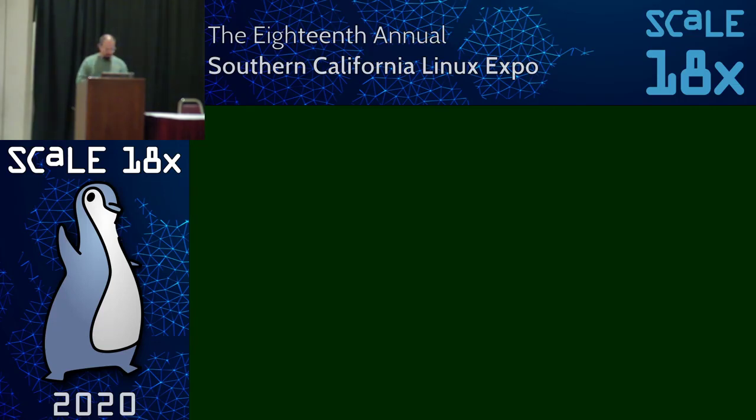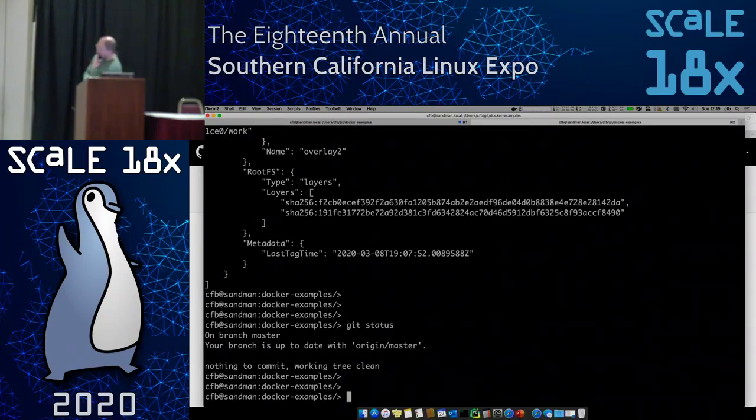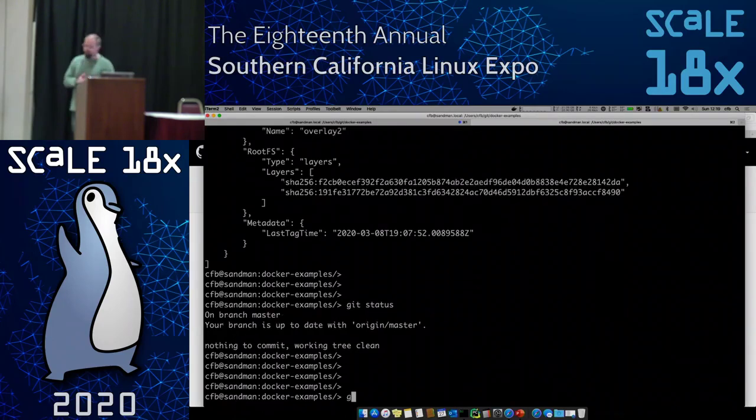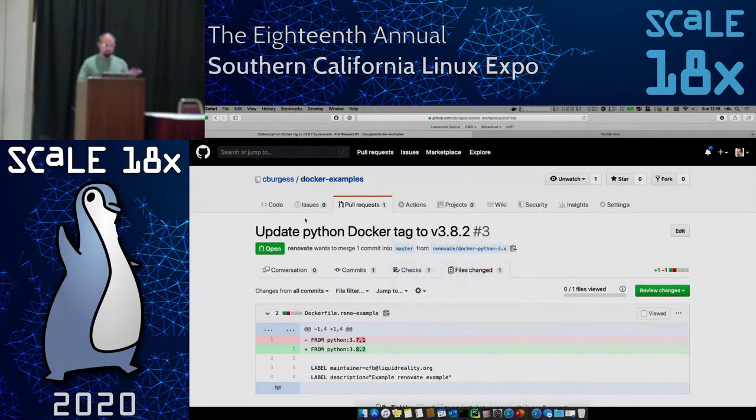We'll hop out of PowerPoint one more time, and I will show you what this looks like in action. Once the screen catches up to us. Okay, so I'm back in the terminal here, and I'm in my checked out Docker example, right? What we're going to do is make a change to one of these images, do a PR, post it to GitHub, and we're going to see this action run through.